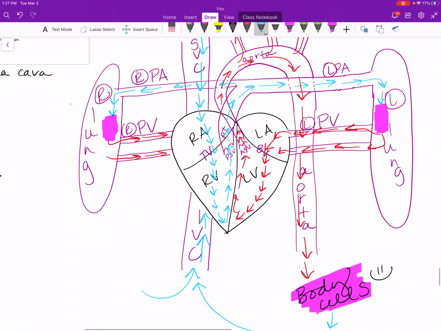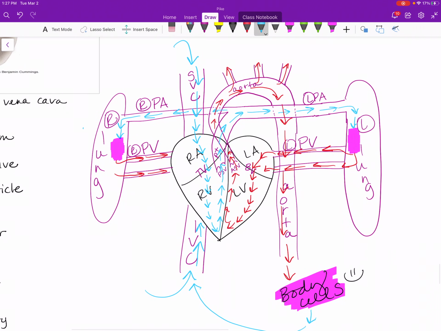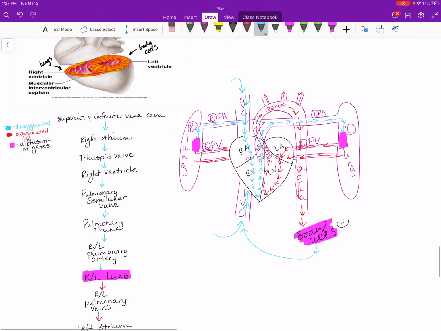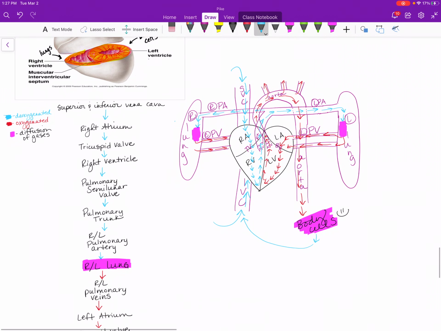So I know this kind of looks crazy, but having your colors matters; if you had everything the same color, this would be a hot mess. So make sure you have your colors. All right, so when you turn in your notes, I am not just looking for the stuff that we did on the first video. I am looking for this also.